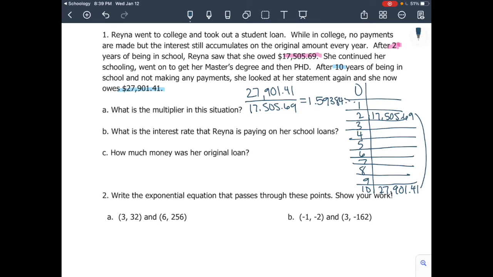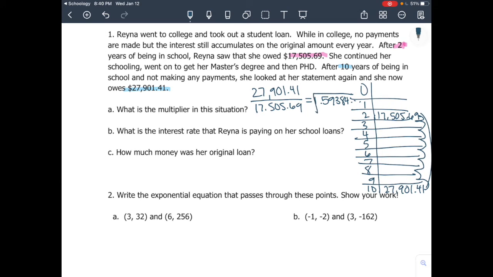So I've got 1, 2, 3, 4, 5, 6, 7, 8 hops. So I have to take the eighth root of that. So taking the 8th root of that. It's again a long decimal, but we're going to round this one here. 1.059, so 1.06 would be our multiplier.